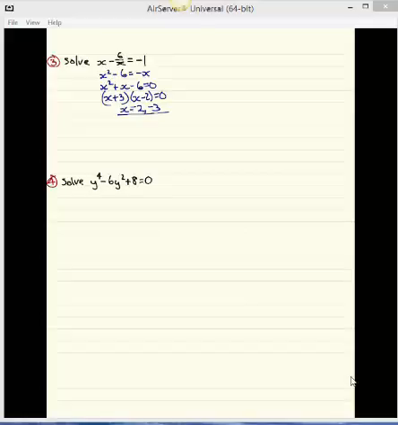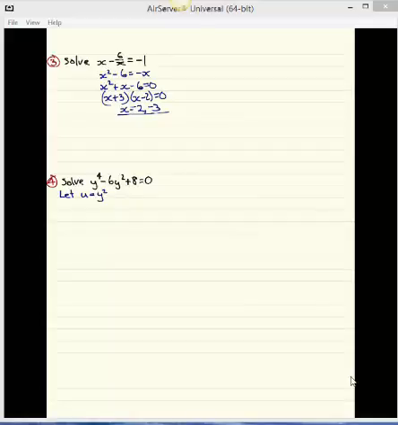And the last one that we have here, so we've got y to the power of 4 minus 6y squared plus 8 is equal to 0. So if you want to do the u substitution again, you can, or you can try factorising it straight from the y to the power of 4. It's up to you. I'm going to show you the u substitution just because that tends to lead to fewer errors. So I'm going to let u equal y squared.